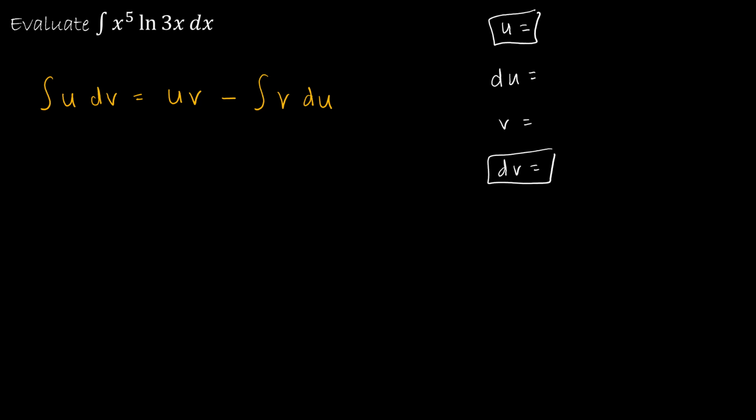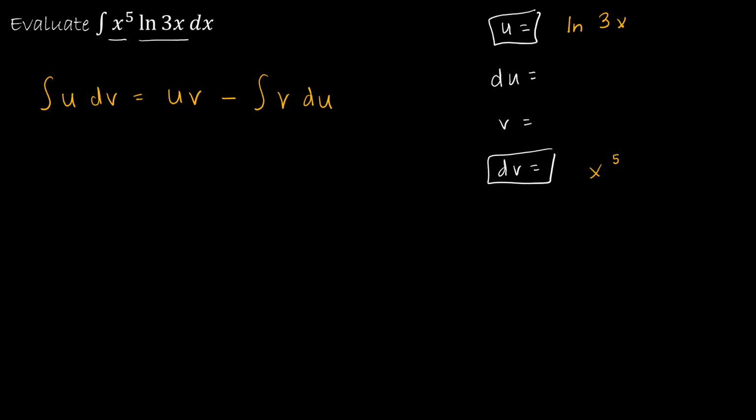And again, my two choices are x to the 5th and the natural log of 3x. So again, the choice is yours, but keeping in mind, if I choose dv to be the natural log of 3x, then I have to integrate the natural log of 3x. And we haven't learned how to integrate with natural log. So we know how to do the derivatives though, so that's what you should do, is take u to be the natural log of 3x and make dv x to the 5th. Again, just to make things as easy as possible on you.